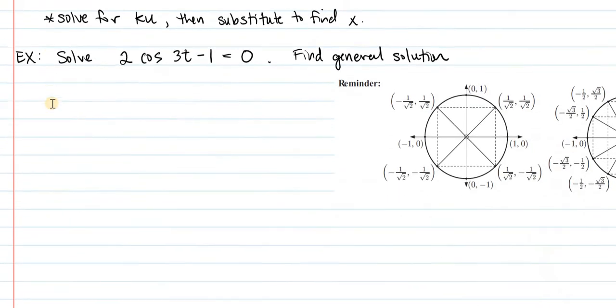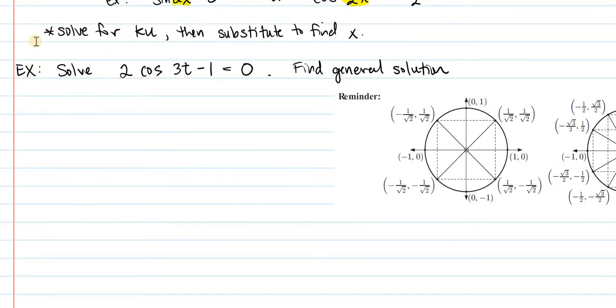So let's jump right in with this first example. We're going to solve 2 cosine 3t minus 1 equals 0, and we want to find the general solution. Remember that these functions, cosine and sine, secant and cosecant, all have infinite domains. So when I'm finding the general solution, I'm going to have to add that 2 pi n at the end, because it just repeats over and over again. And I'm not given a specific domain to limit all of my answers. So that's what the general solution means.